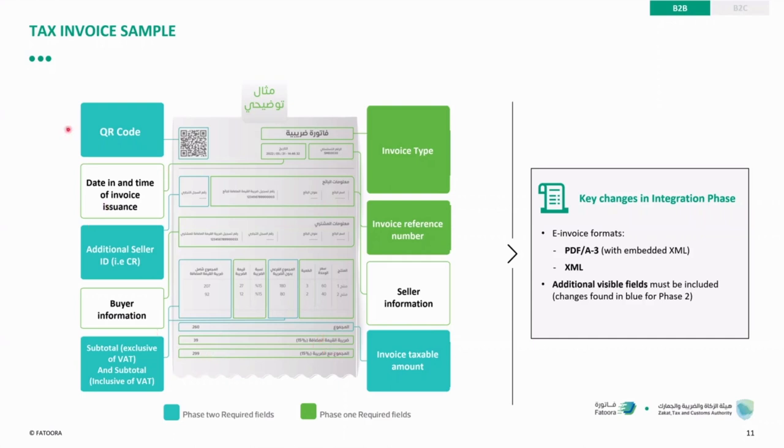On the left-hand side, we have the QR code. We need to add the date and time, which is the timestamp of when the invoice was generated. We have some seller information that is required. Mainly, we're talking about the commercial registration number of the seller. We have also the buyer information. Since this is B2B, we need to capture the buyer information, and maybe we're talking about the taxation number of that. And then finally, we have the subtotal, as we mentioned previously.